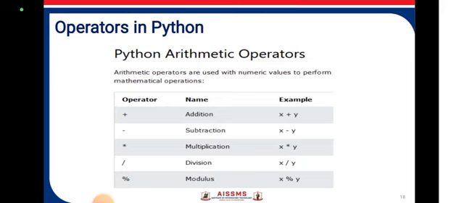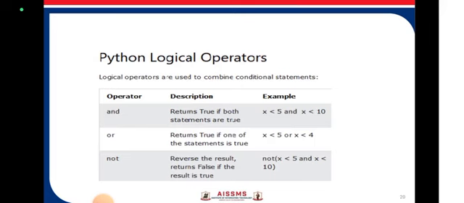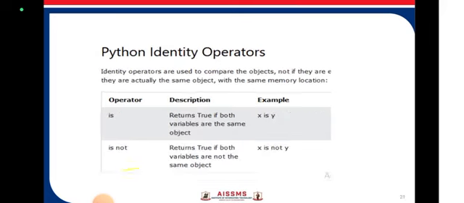First, the Python arithmetic operators. Addition is the expression x plus y. Subtraction is x minus y, multiplication is x multiplied by y, division is x divided by y, and modulus is x modulo y. These are the arithmetic operators. Next, the comparison operators: equal to, not equal to, greater than, less than, greater than or equal to, and less than or equal to. Last are the logical operators: and, or, not, with their expression syntax.